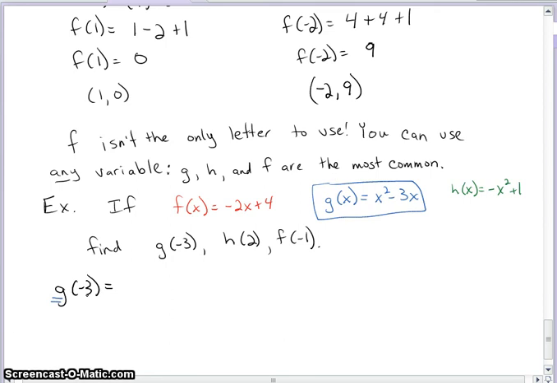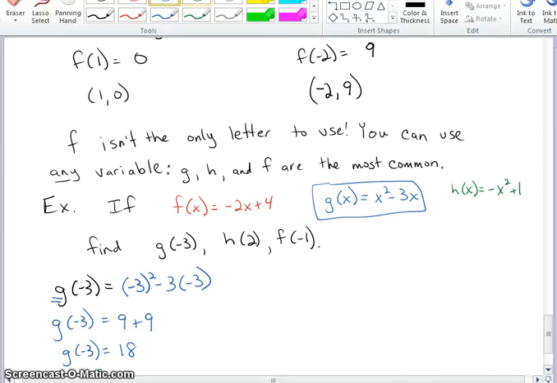Put in negative 3. So I'm putting in negative 3 squared minus 3 times negative 3. Notice that I've always used parentheses. You've got to use parentheses so that you've got the right positive or negative. So g of negative 3 equals 18.